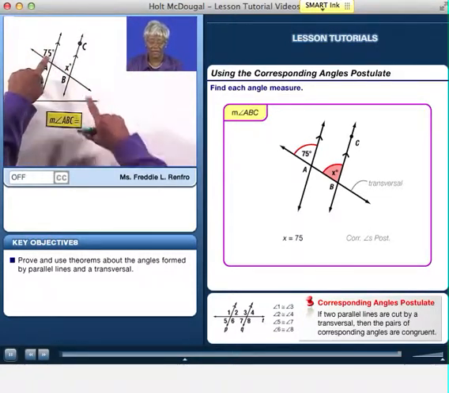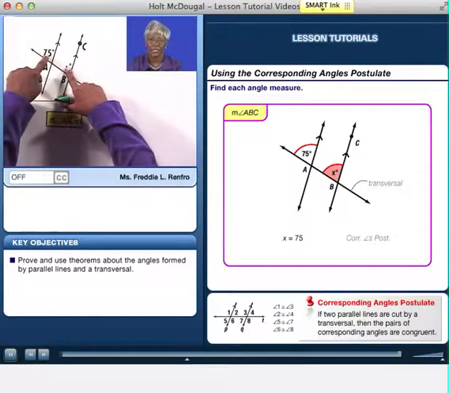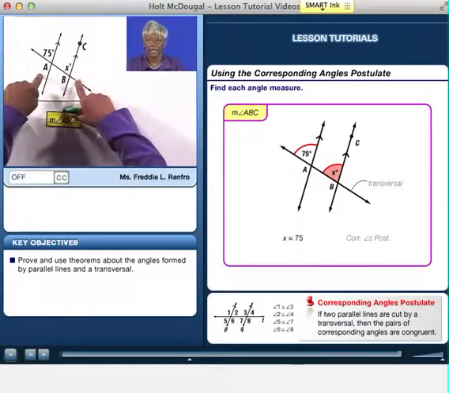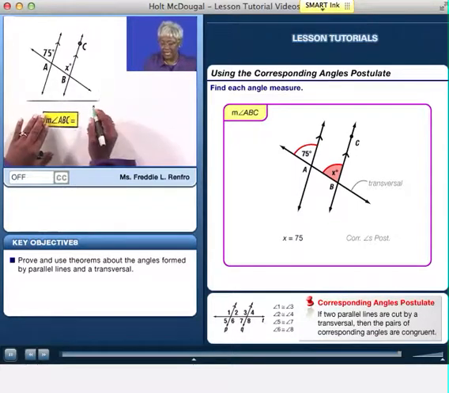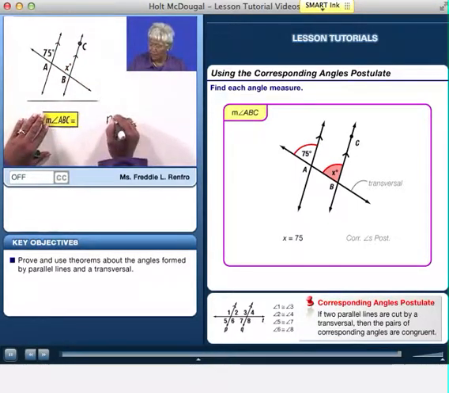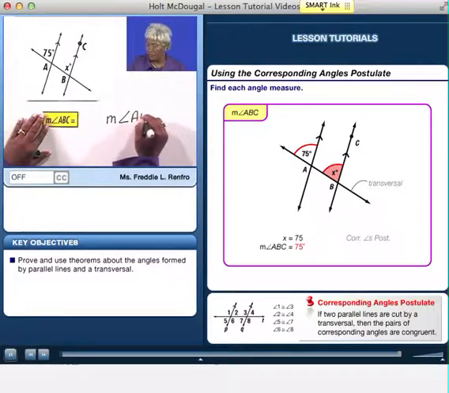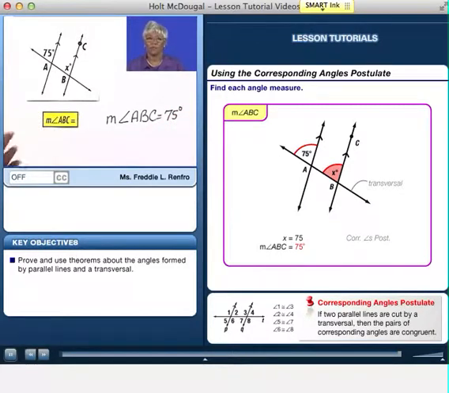So if this angle is 75 and it corresponds to this angle, which is ABC, then the measure of angle ABC is equal to 75 degrees, based on the corresponding angles postulate. Okay? Let's do another problem.